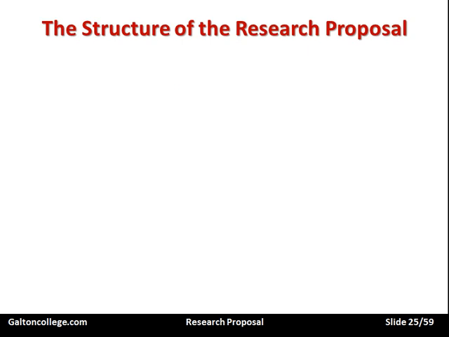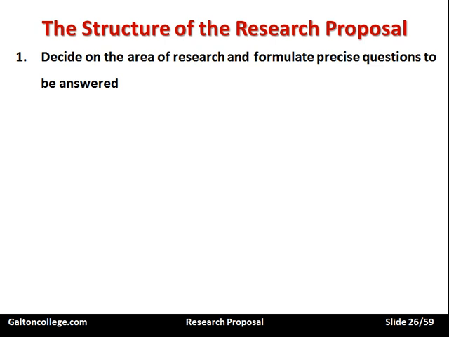Now, the structure of the research proposal. Well, decide on the area of research and formulate precise questions to be answered. So the structure will be driven by the type of questions that are going to be answered and the type of information that's required. So care must be taken right at the outset to ensure that there is clarity about what is required. What is the research area? What's the research question? So that very precise questions can then be designed that are capable of answers.